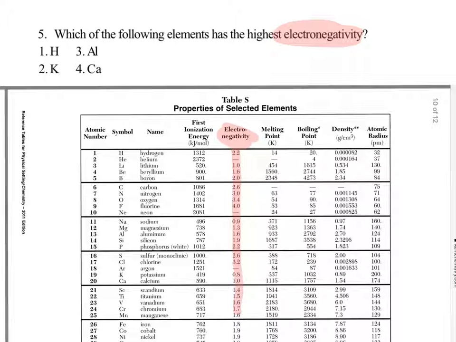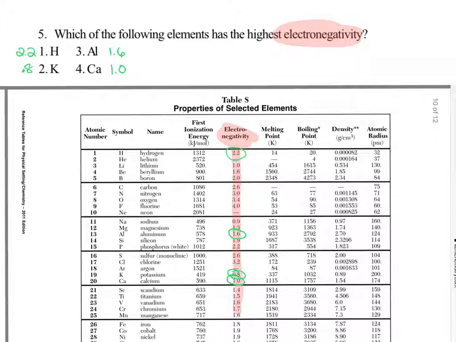You're going to look up the electronegativity of hydrogen. Hydrogen's electronegativity is 2.2. So you're going to write it right next to the number. Then you're going to look up potassium's electronegativity, and potassium's electronegativity is 0.8. You're going to write it right next to potassium. You're going to look up aluminum's electronegativity, which is 1.6, and you're going to write 1.6. And then you're going to look up calcium's electronegativity, which is 1.0.